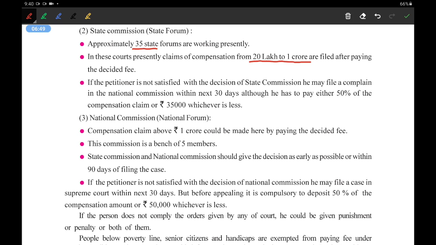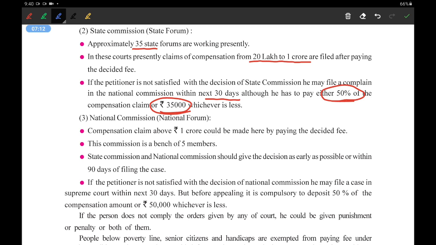If the petitioner is not satisfied with the decision of the state commission, he may file a complaint in the national commission within 30 days. Again the same rules apply, by paying 50% of the compensation or 35,000, whichever is less. In the district it was 25,000, here it is 35,000. All other things are the same.